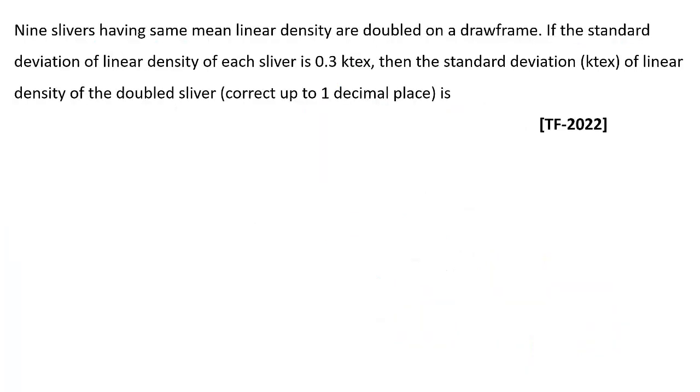Now coming to the next question, it is also a 2-mark question, NAT type. 9 slivers having the same mean linear density are doubled on a draw frame. That means doubling is done on the draw frame machine. If the standard deviation of the linear density of each sliver is 0.3 kilotex, then the standard deviation of the linear density of the doubled sliver is. So you have to find the standard deviation of the doubled sliver.